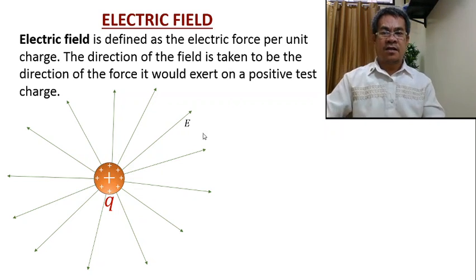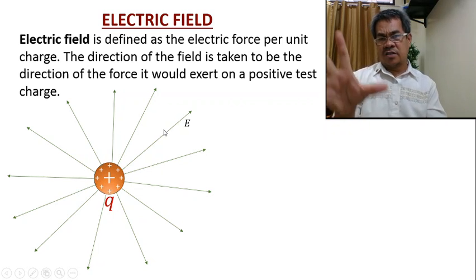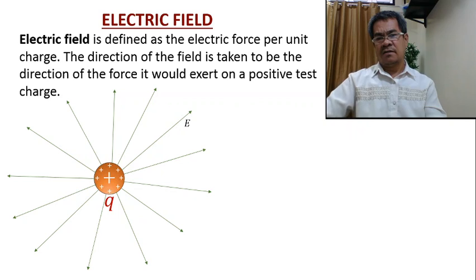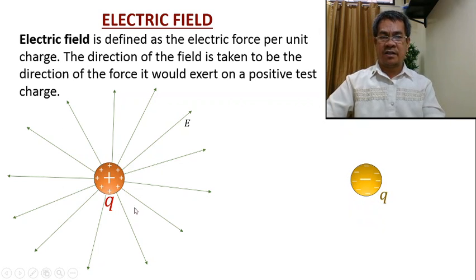Okay. Now we notice that the field distribution is directed away. The electric field is away from the positive charge. Now what will happen if this is a negative charge? What will be the direction of the electric field lines? By the way, these are the field lines.